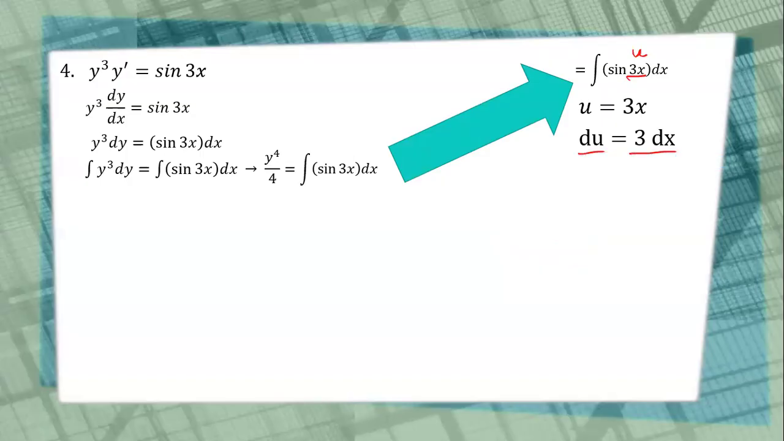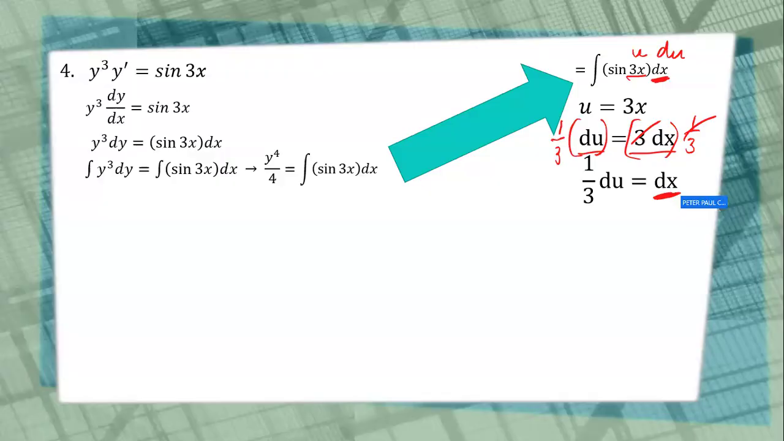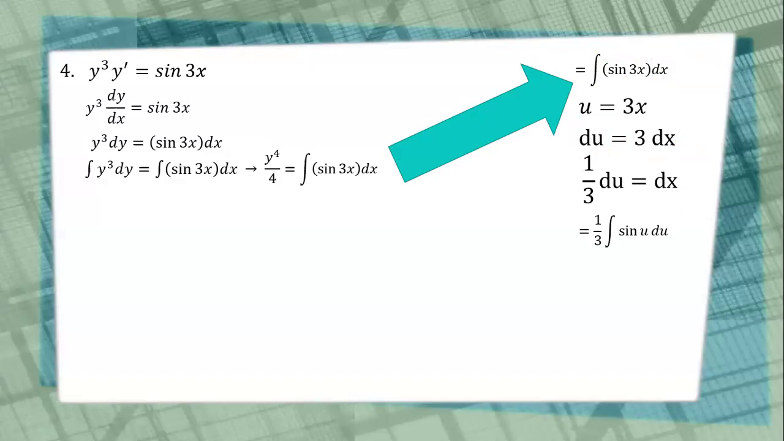Take note that we need to make this one as a du. But the du is dx, and it's not 3dx. We don't need 3. So I think we need to multiply an integrating factor that will balance everything. So let's try to multiply 1/3. So that will be cancelled. And what will remain is a 1/3 du is equal to dx. And this is what we need, right? So we can now substitute it by having an integrating factor, which is 1/3. And then we'll have a sine u du. So rewriting it, we'll have 1/3 the integral of sine u du.